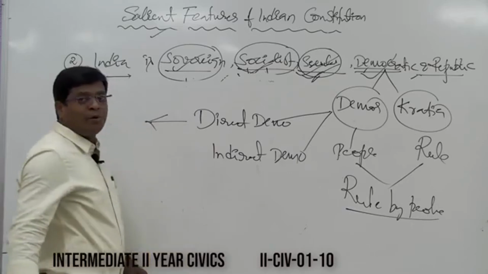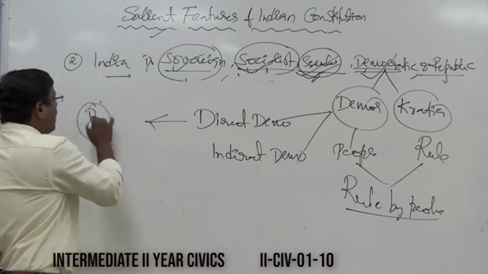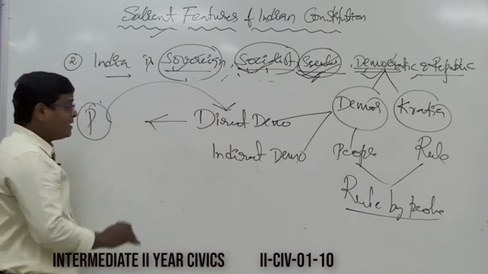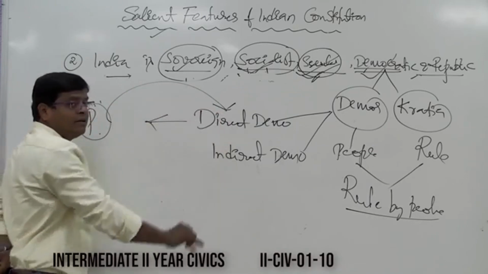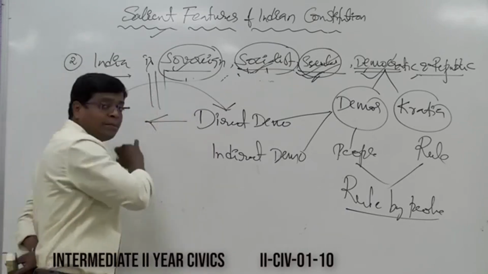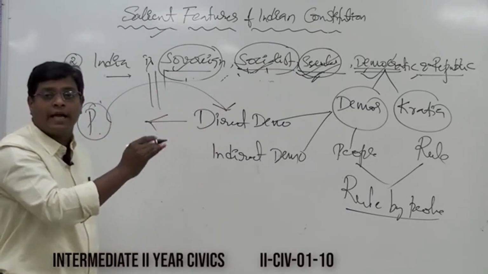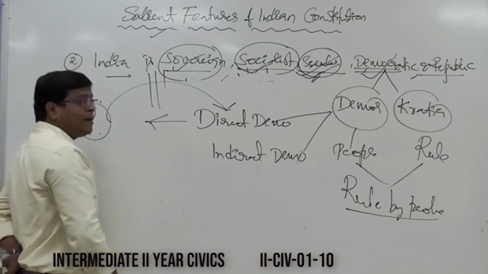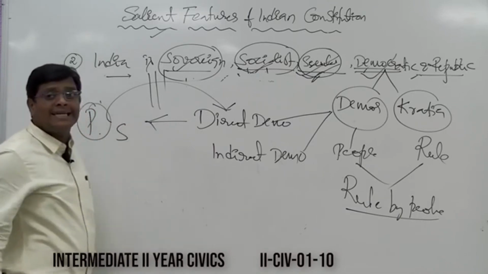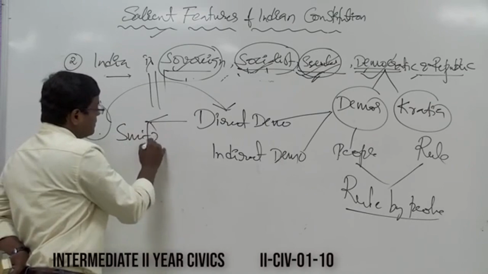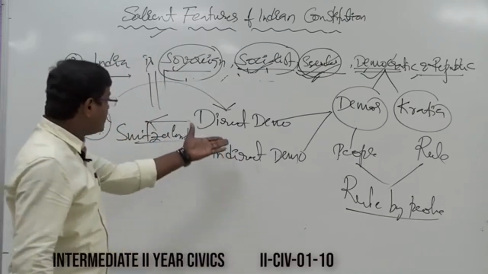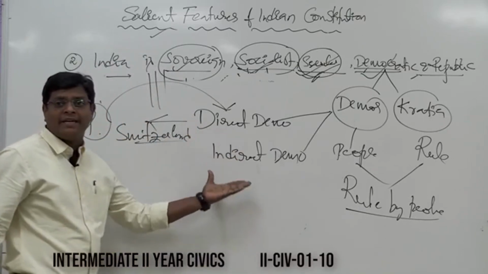If you take direct democracy, the people who directly participate in the government is called direct democracy. That means there is no medium between the people and the government. This type of democracy existed in Switzerland. Keep it in mind, we studied all these in first year. Democracy is classified into two types, direct democracy and indirect democracy.